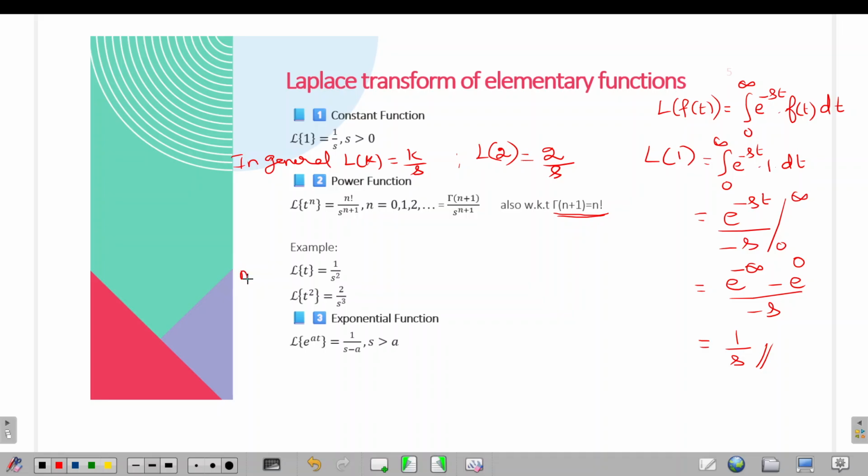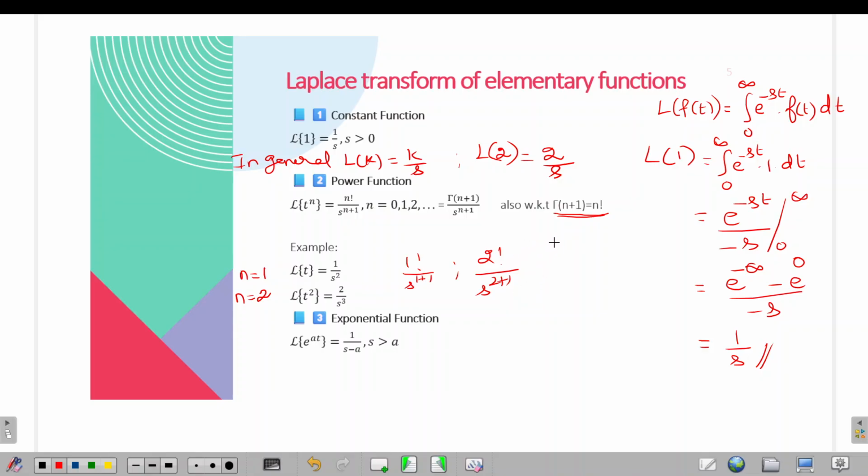For n is equal to 1, L of t is equal to, it will be 1 factorial divided by s to the power of 1 plus 1, that is 1 by s square. Similarly, when n is equal to 2, we will be having 2 factorial divided by s to the power of 2 plus 1, so it will be 2 by s cube.